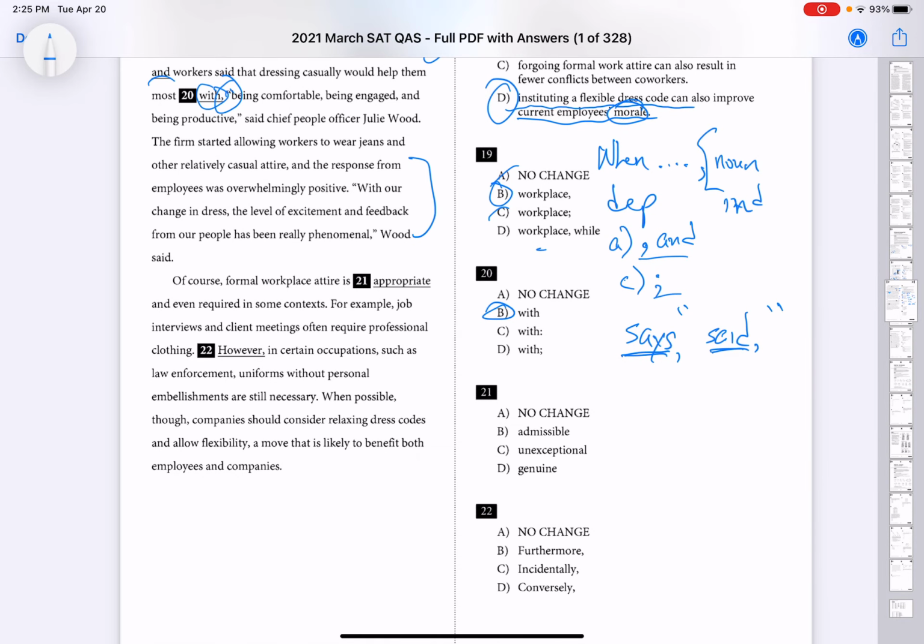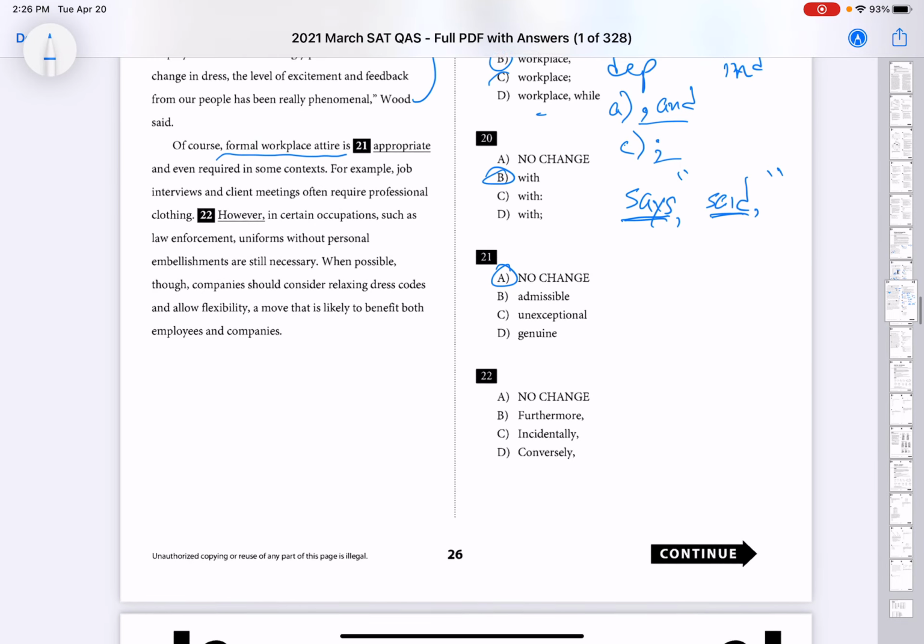21. Of course, formal workplace attire is appropriate and even required in some contexts. All right, so the answer here, as a vocab question, is that they're saying formal attire in some cases can be appropriate. The answer choice should be A. Admissible is some legal term about how evidence can be used in a trial. Unexceptional means unimportant. And genuine means real, so not hidden behind anything.